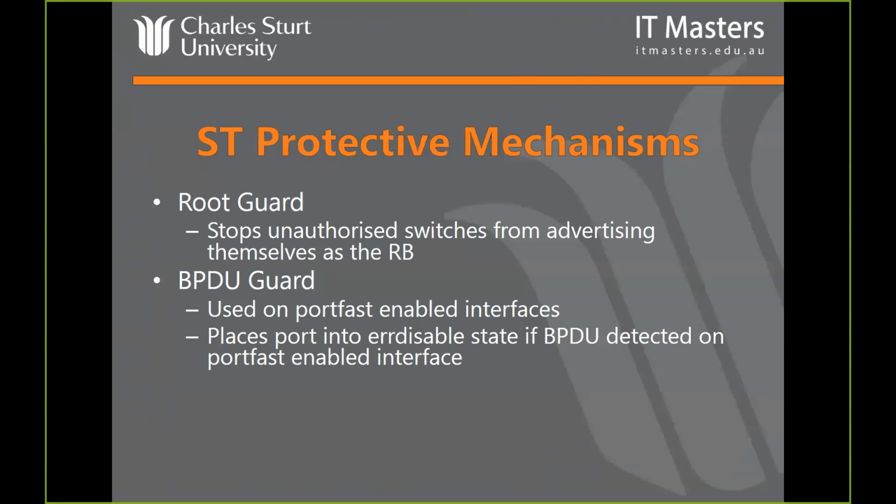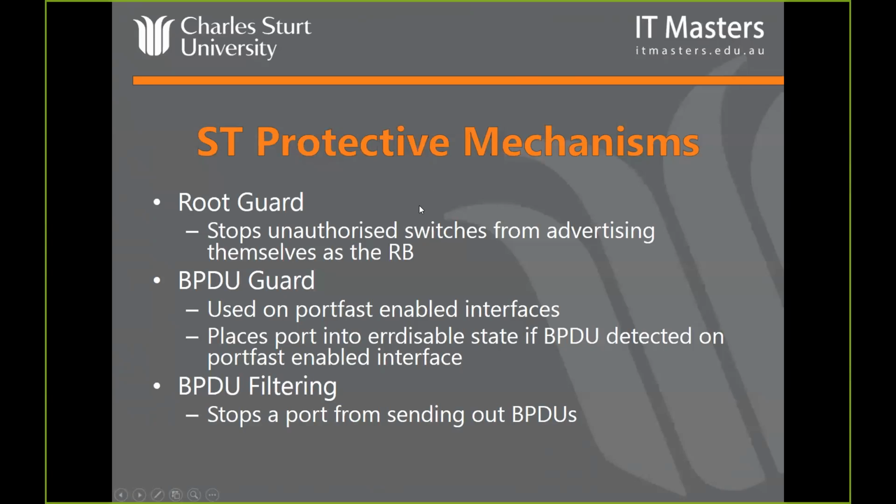Okay, so from a CCNA level, you need to know those two and understand what their purpose is. So BPDU guard on port fast enabled interfaces to stop the transition of rogue BPDUs, root guard to stop transitioning of the spanning tree to a rogue switch. And then lastly, BPDU filtering basically stops a port from sending out any BPDUs at all. So it doesn't do anything, irrespective of whether it's in port fast or not.